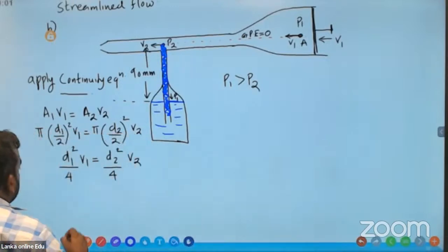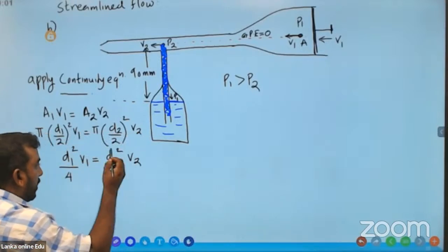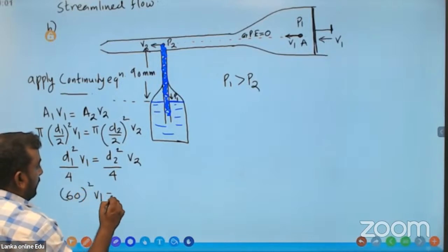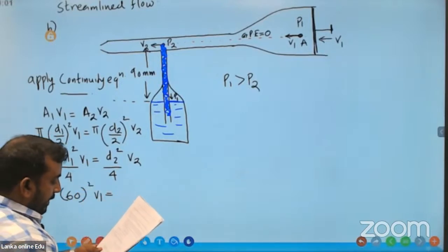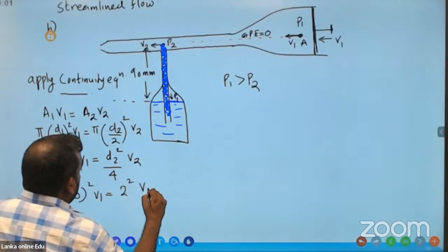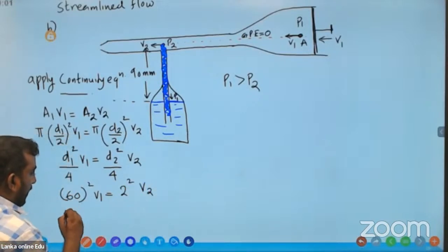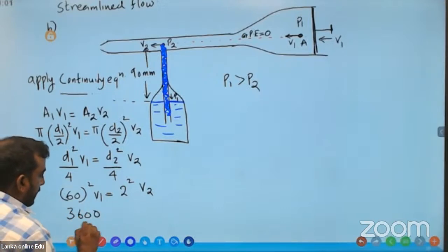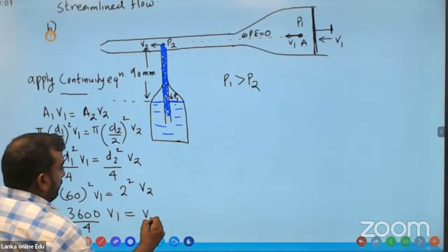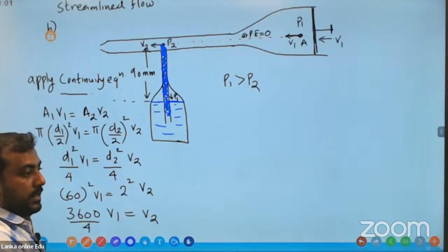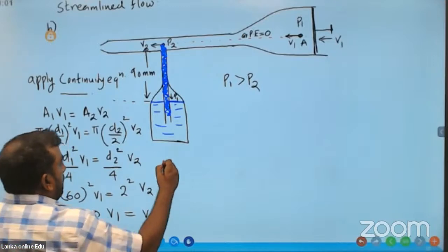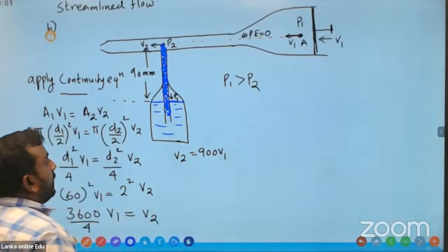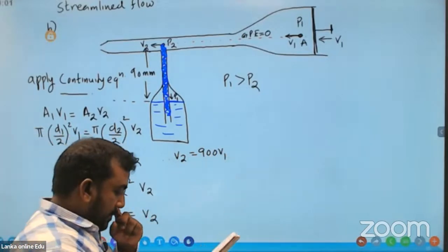What is diameter d1? 60 millimeter. I'll do it in millimeters; millimeter squared will cancel off, no problem. 60 squared v1 equals 2 squared v2. Simplify this: 60 squared is 3600, divided by 4, v1 equals v2. Therefore, we can say v2 is equal to 900 v1. Right.